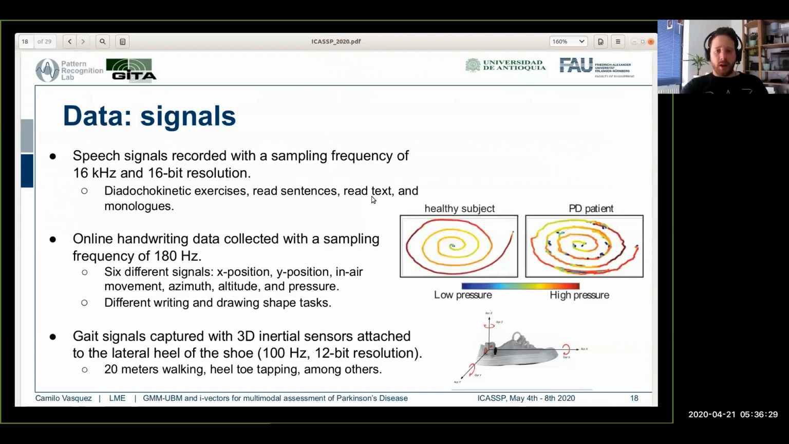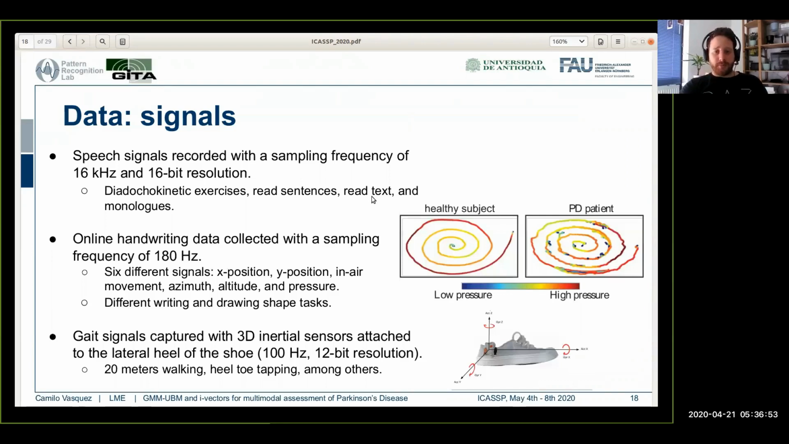The subjects perform different tasks, like writing different stuff and drawing different geometric shapes, like the Archimedean spiral, to observe the figure for a healthy control and a patient. Finally, regarding gait data, we collect signals with three-dimensional accelerometers and gyroscopes attached to the lateral heel of the shoes.